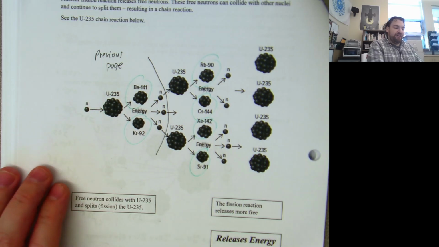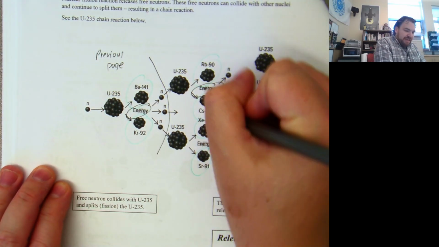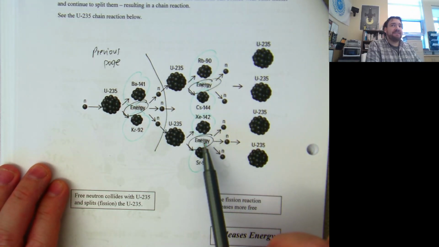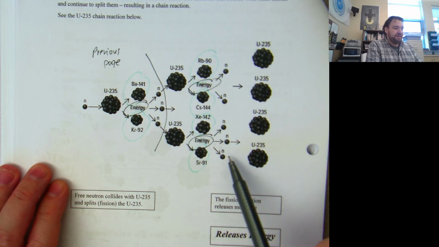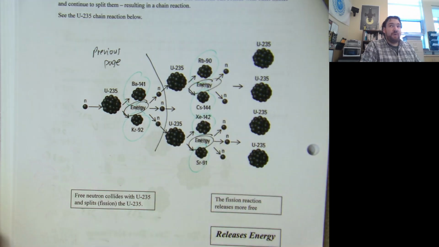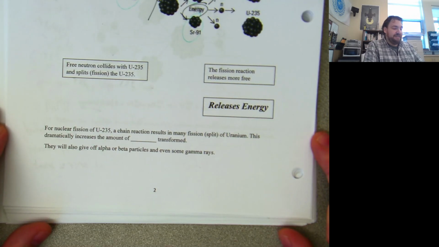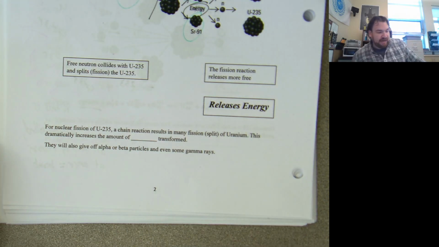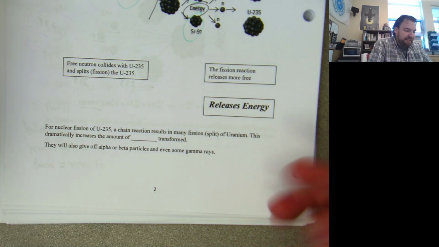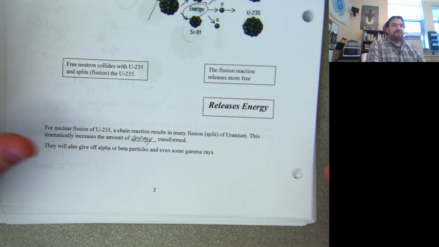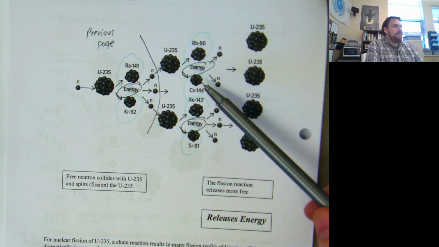So the really scary part here is all of this extra energy. This is what gives you the devastation that comes with a nuclear blast, not the particles themselves. All of the extra energy that results when these atoms split is what is the terrifying part of the nuclear detonation. For nuclear fission of U-235, a chain reaction results in many nuclei fission or many splitting of uranium. This dramatically increases the amount of energy transformed.